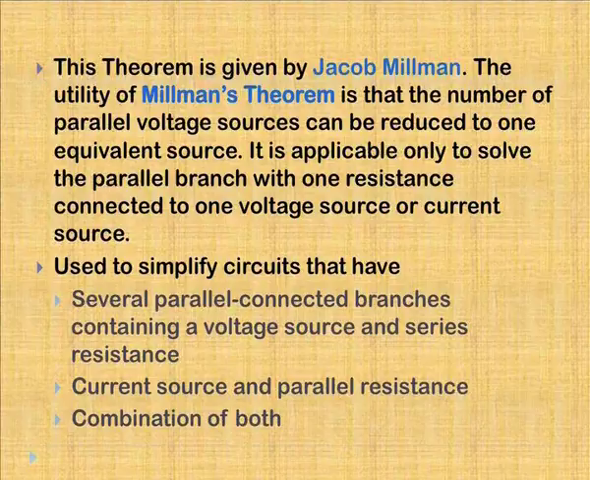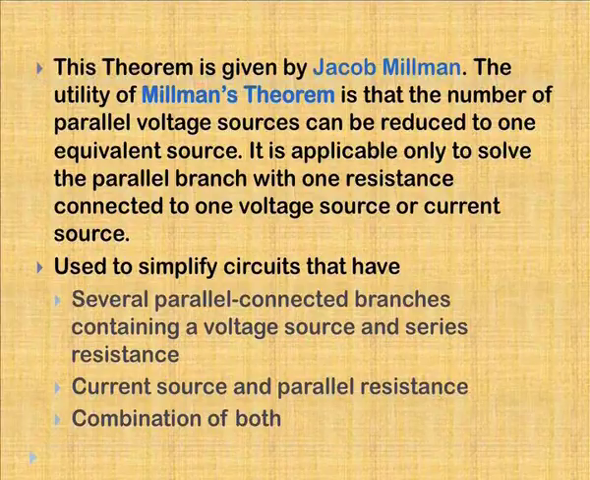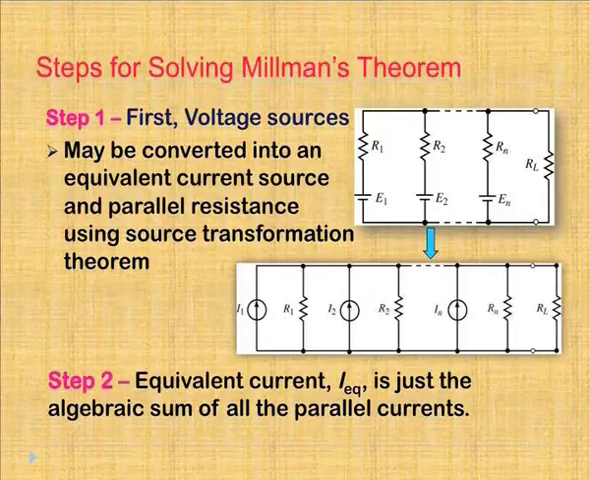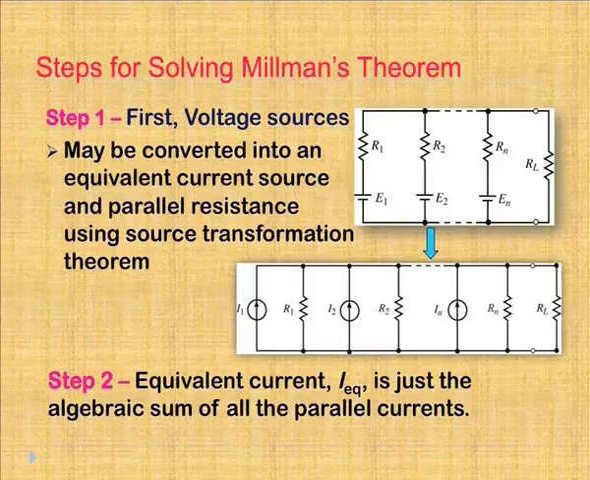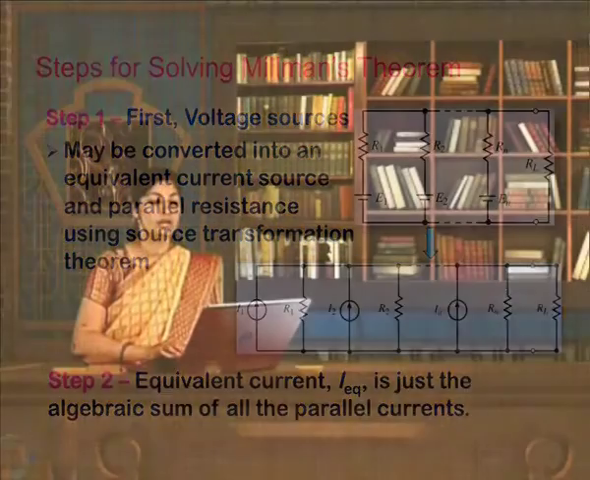So, we can use the Millman theorem only for those circuits which have several parallel connected branches containing a voltage source and series resistance, a current source and parallel resistance, or a combination of both. Here we have some steps for solving any circuit by using the Millman theorem. In this figure, we have n voltage sources with their internal resistances, and we have to find the equivalent single voltage source. First of all, we will convert all the voltage sources into current sources by using the source transformation theorem.